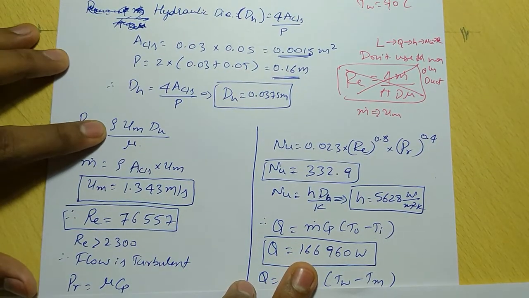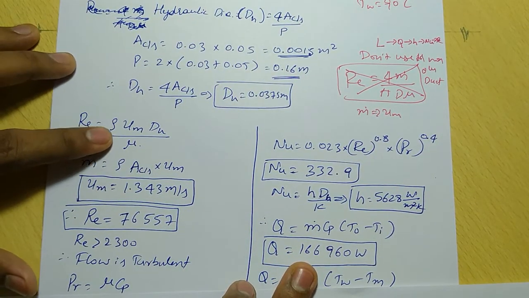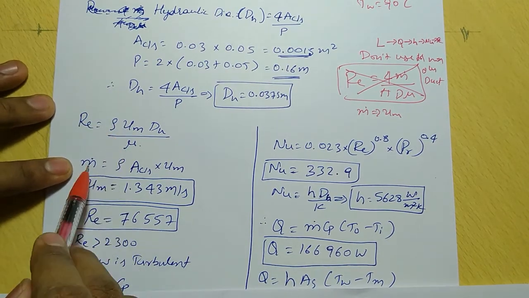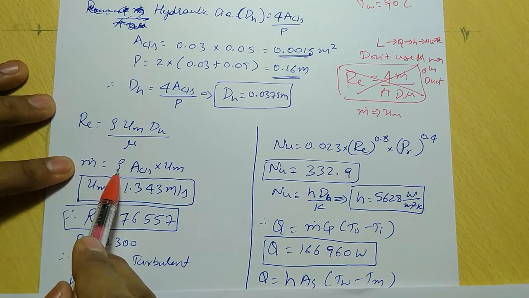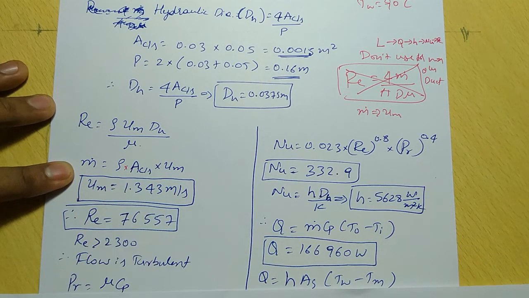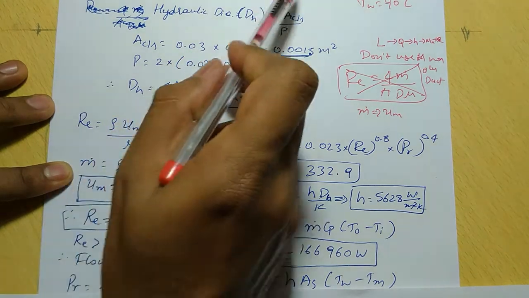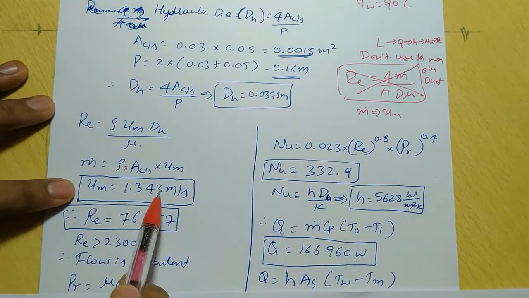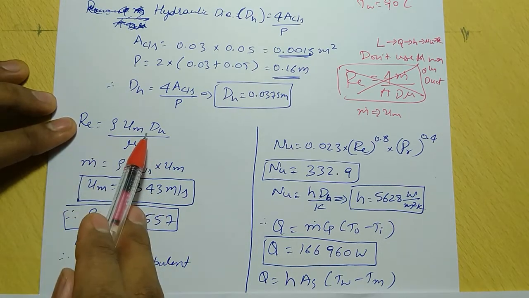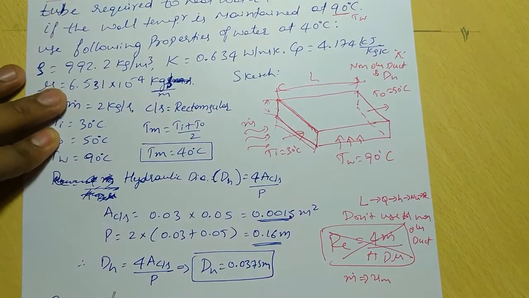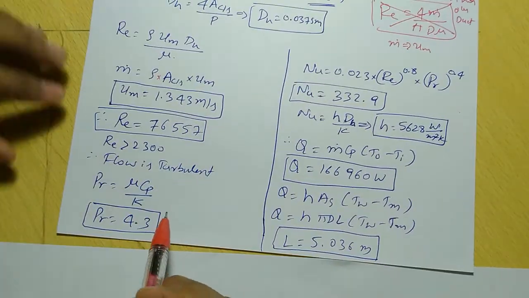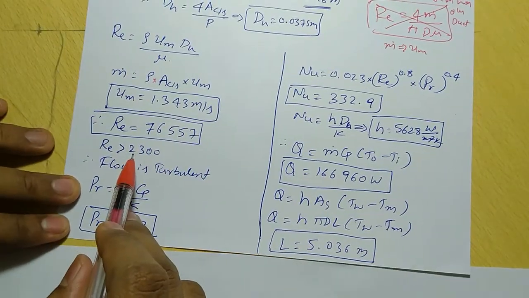Reynolds number is equal to rho into um dh by mu, but we don't know the um, so you find out the velocity by the mass flow rate. M dot is equal to rho into cross-sectional area into um. Cross-sectional area, we know that one: length into width into thickness. Find out the um and substitute the values into the Reynolds number. Now you know all the values. Rho is given, mu is given, so the Reynolds number you obtained is 76,557. This is greater than 2,300.